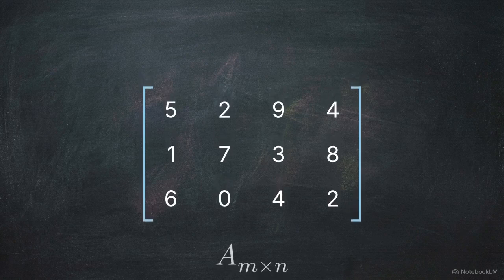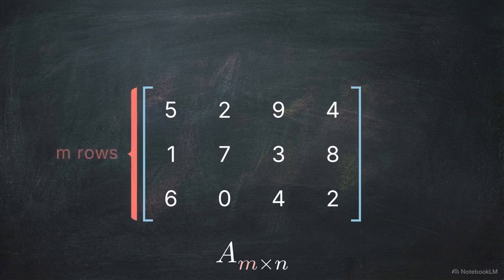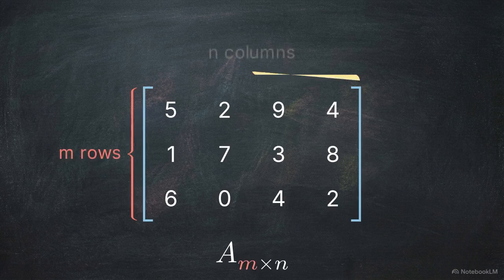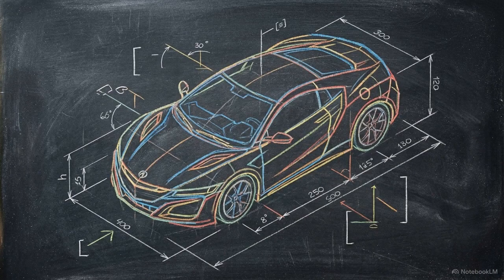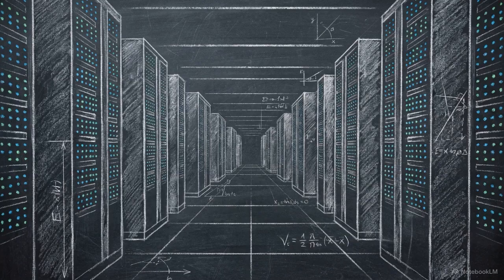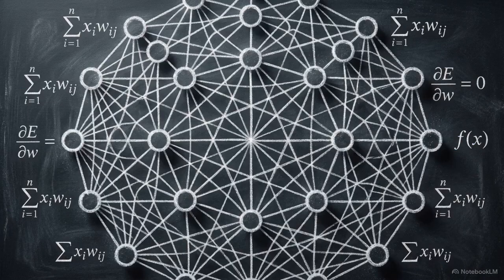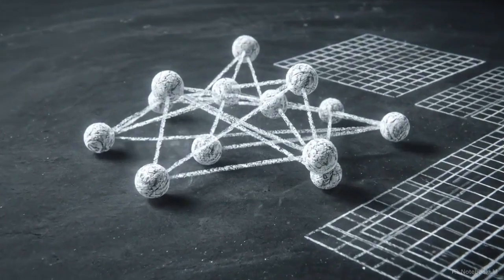rows and columns. This diagram displays the standard mathematical notation used to classify this structure and define the total size of the grid. The variable m represents the total number of horizontal rows, and the variable n dictates the vertical columns. To control computer graphics, process massive datasets, or train neural networks, you must master the mechanics of this grid.